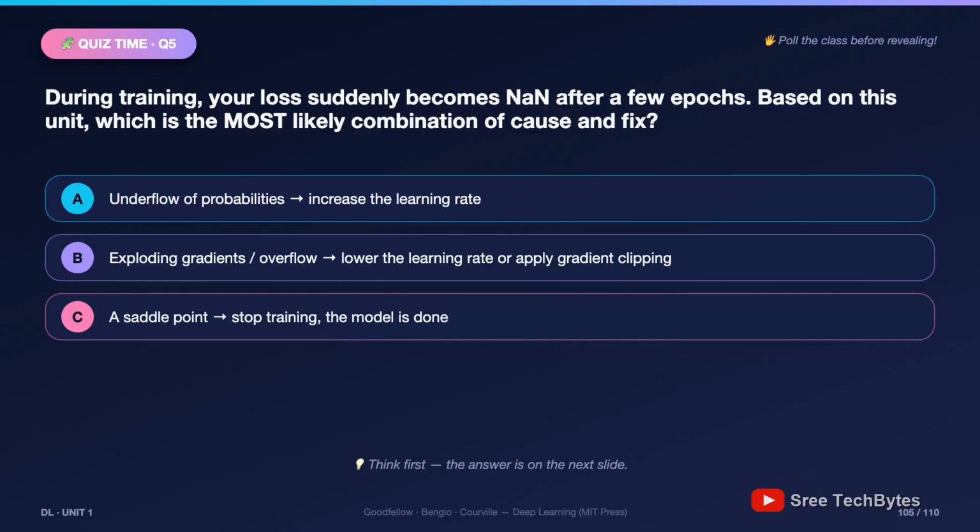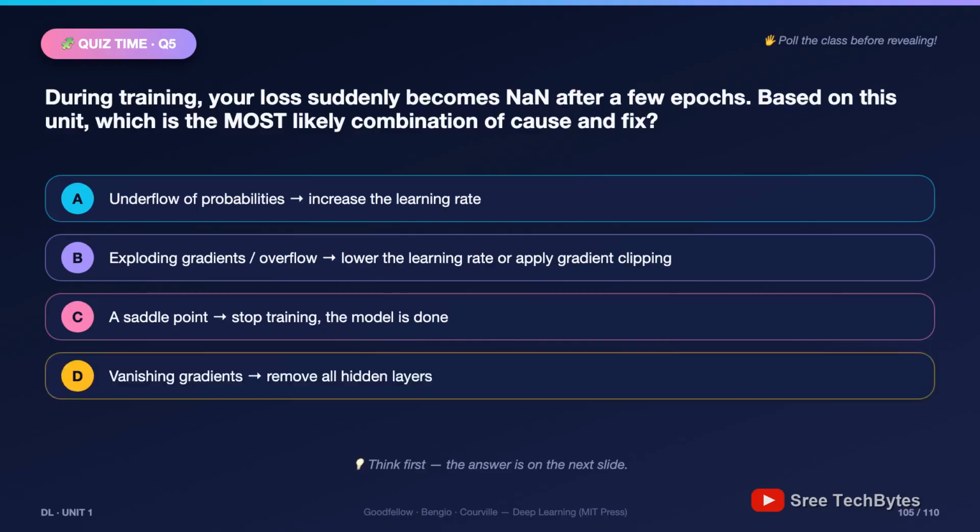Think like a doctor, match the symptom to the disease. What does NaN specifically tell you? Which failure mode announces itself that way? Pause the video and make the diagnosis.